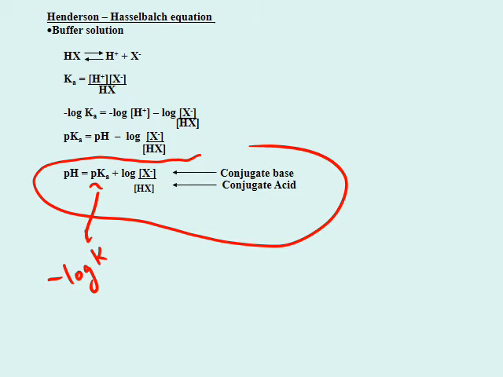Minus log of Ka. And you know that there are two different logs. So this is log with respect to base 10. And log X minus by HX. X minus represents conjugate base and HX represents conjugate acid. As you can see, there is a difference of H, having H or not having H.